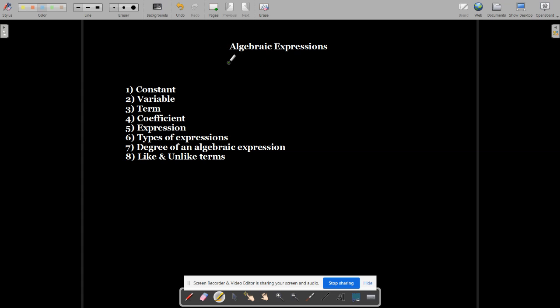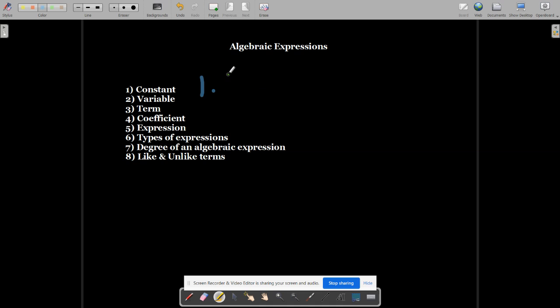Algebra is nothing but knowing the value of an unknown quantity. So, the first one is constant. The quantity whose value cannot be changed is called constant.